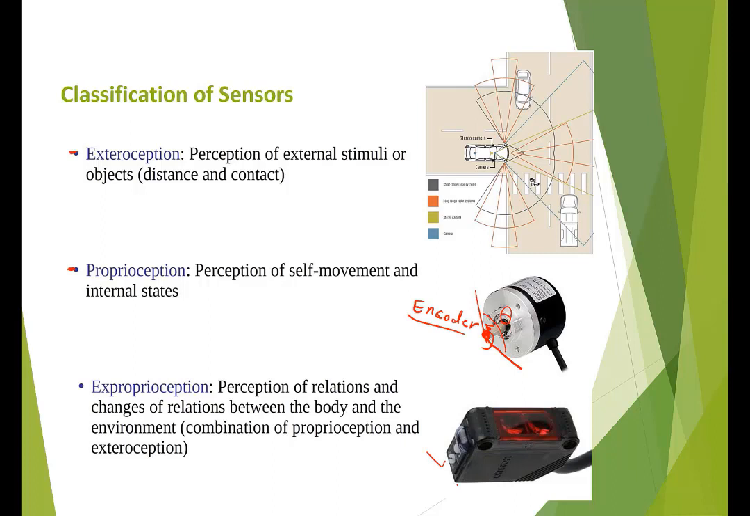If it's a self-driving car, it informs the central processing unit of the car that there is an object out there and it's colliding with you. So it gives information about the robot interacting with the environment.